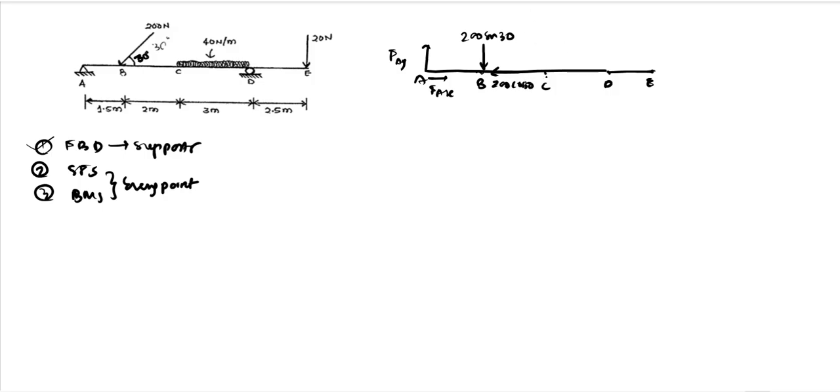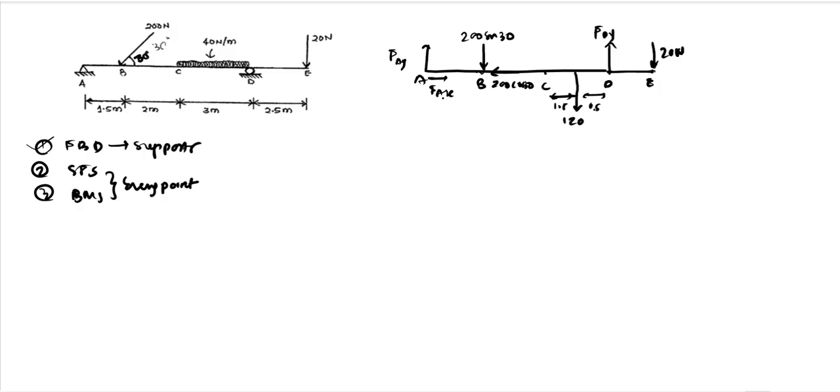Between C and D there is a UDL, so we will convert that into a point load, which will be 40 into 3, 120, acting at the midpoint of CD, which is nothing but 1.5 from C and 1.5 from D meters. And at D there is a roller support, so at D we will apply, let us say, FDY. At E we have a 20 Newton downward force, which is a sudden force. So let us see how we can draw the FBD.